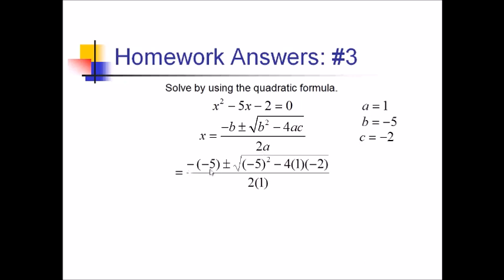So that's +5 out in front plus or minus square root of 25 plus 8 all over 2. That's square root of 33. Square root of 33, we can't really simplify that at all. So that's actually going to be our final answer, 5 plus or minus radical 33 all over 2.